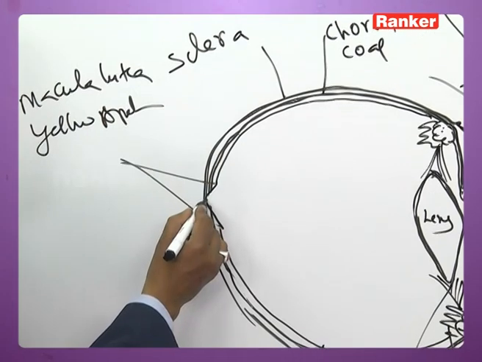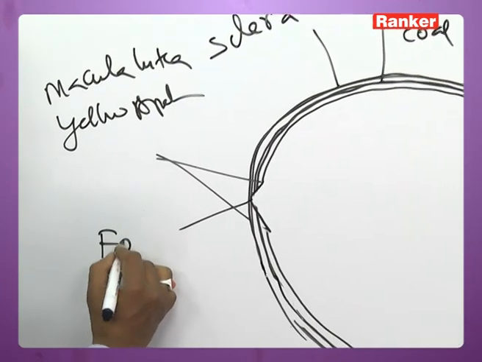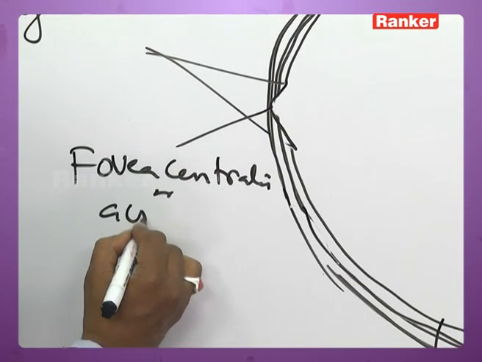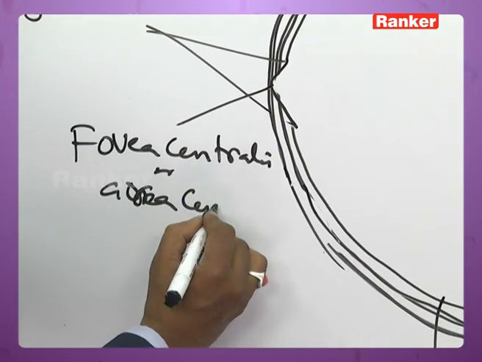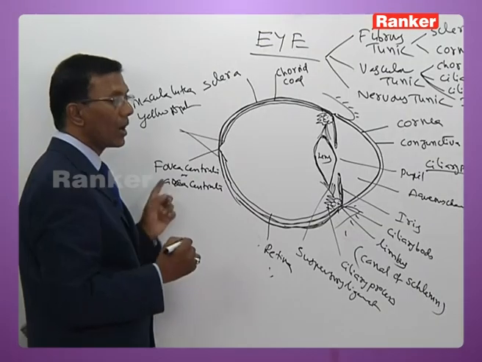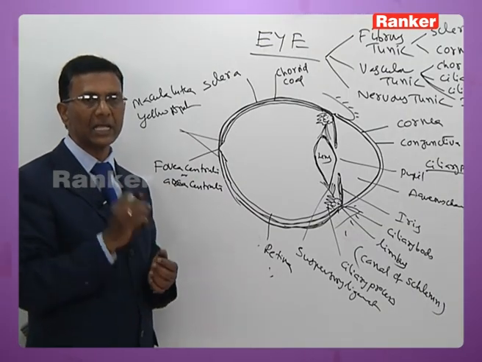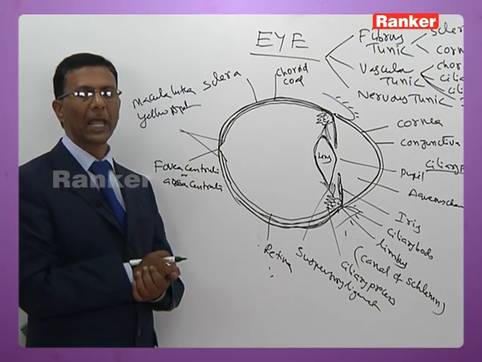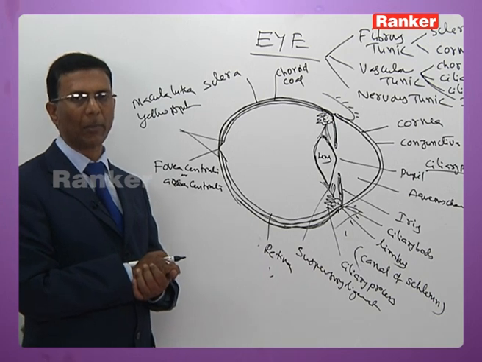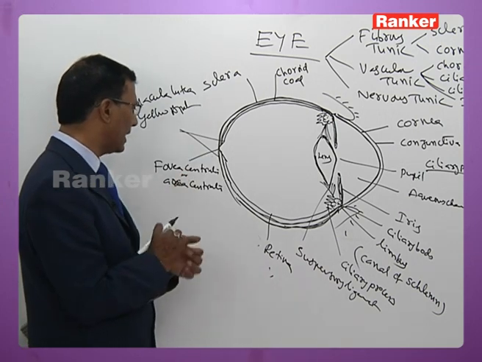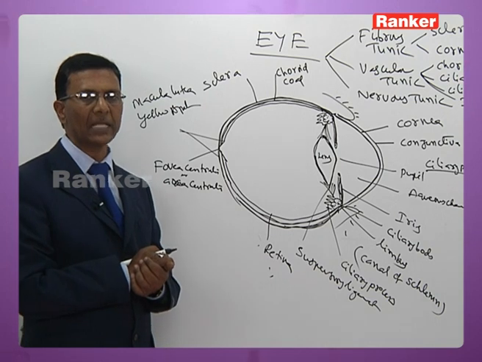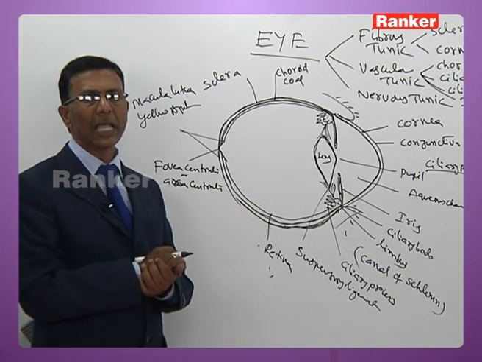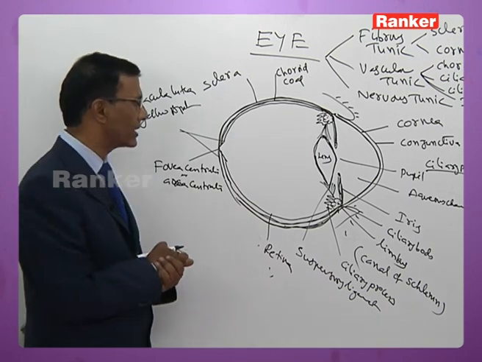The central depression of macula lutea is called fovea centralis or area centralis. It is meant for acute vision. It has a large number of cones, preferably erythrolabes and chlorolabes. More erythrolabes and chlorolabes are present in the fovea centralis region, and towards the periphery of the yellow spot the cyanolabes are present.